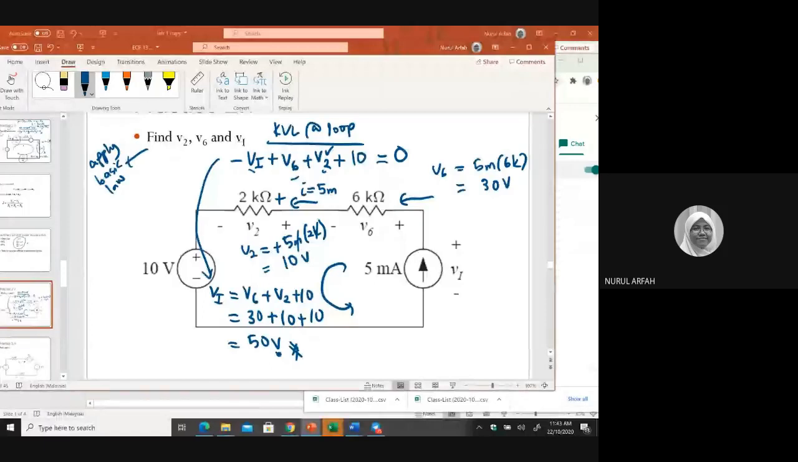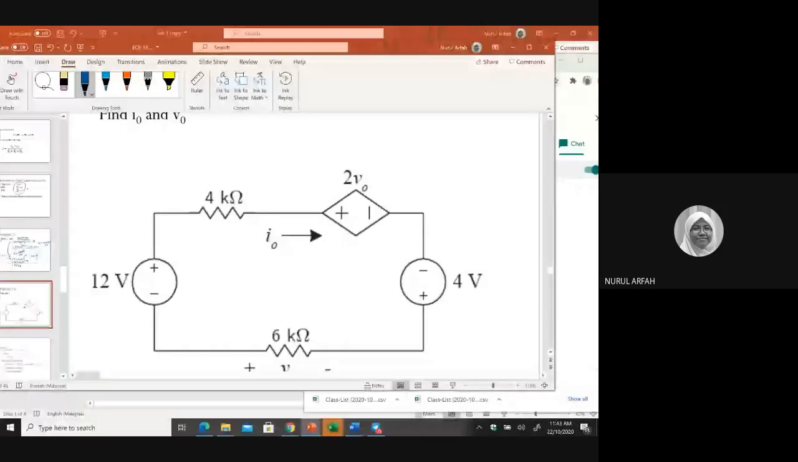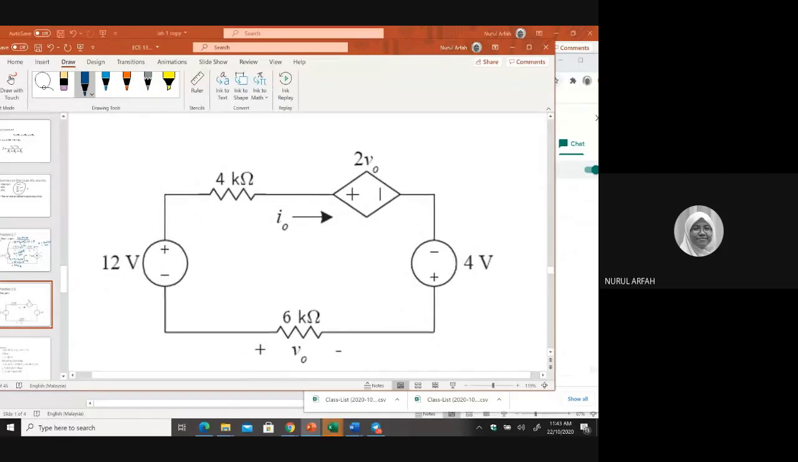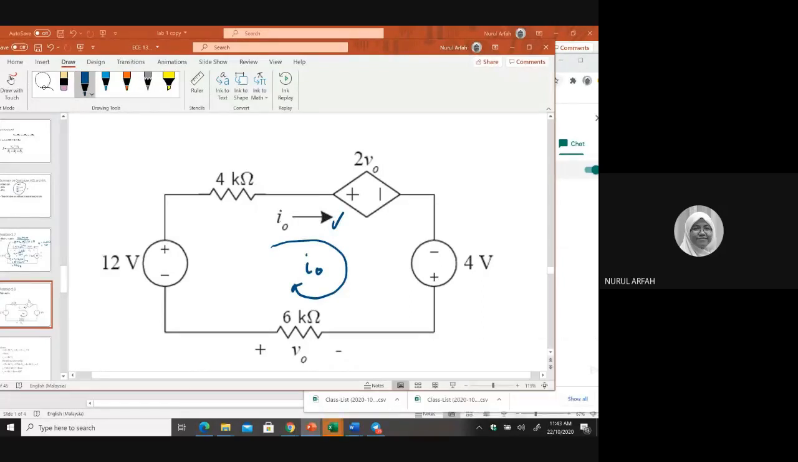Okay, right now we have this. Find I naught and V naught. So what is the imaginary current direction? Clockwise or counterclockwise? Clockwise. You just follow this direction. And then we start from here, 12 volt. KVL around the loop.